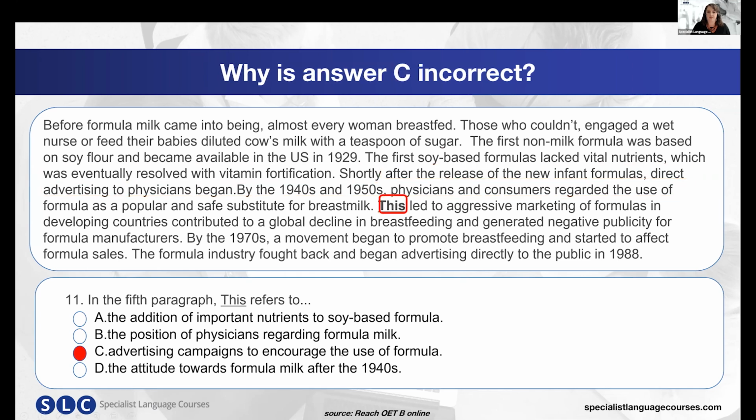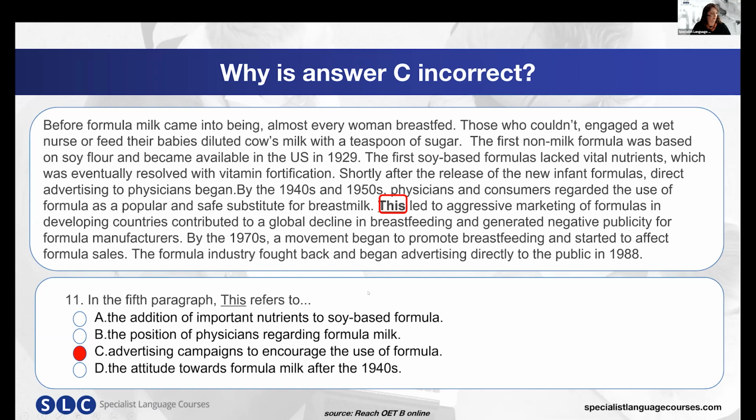And then an advertising campaign to encourage formula. Marketing is a similar meaning to advertising campaign. So we would be repeating ourselves here if we use advertising campaign to replace this.